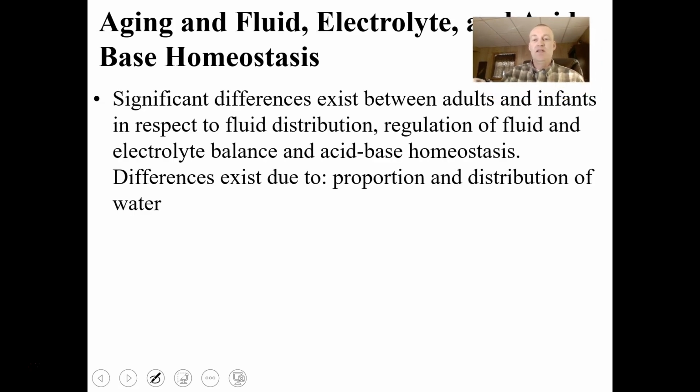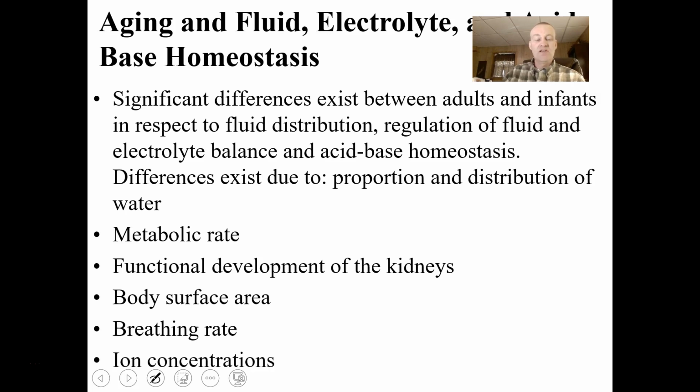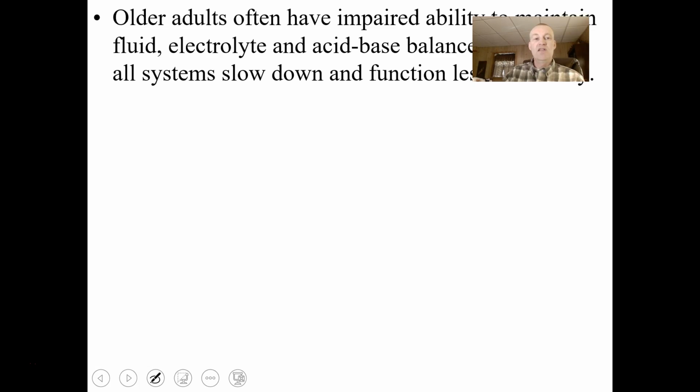All right, so aging in fluid, electrolyte, and acid homeostasis. Aging has a lot to play in all of these kinds of things. Significant differences will exist between adults and infants in respect to fluid distribution, regulation of fluid and electrolyte balance, and acid-base homeostasis. Differences seem to be due to differences in proportion and distribution of water. There are different metabolic rates, different developmental states the kidneys might be in. Surface area to volume ratio will be different. Breathing rates are different between all of these individuals, and ion concentrations are different.